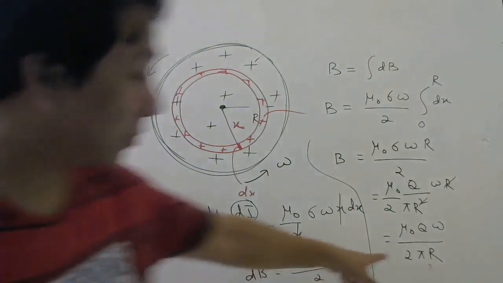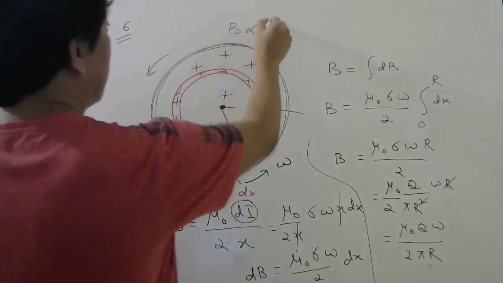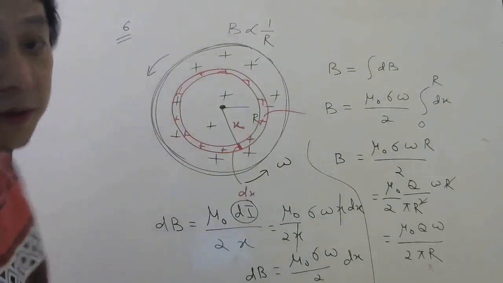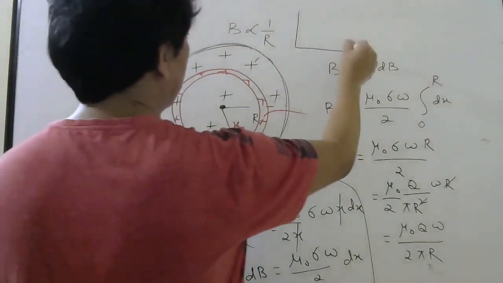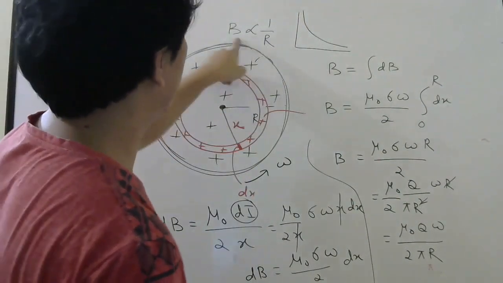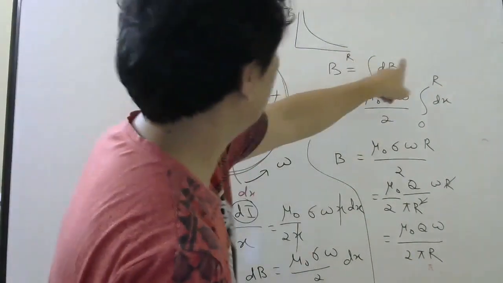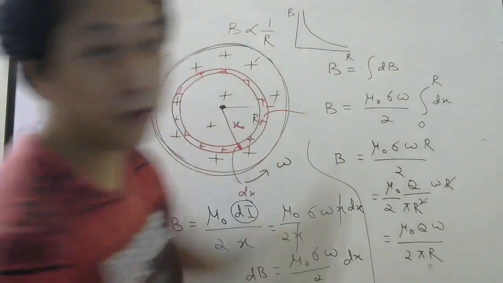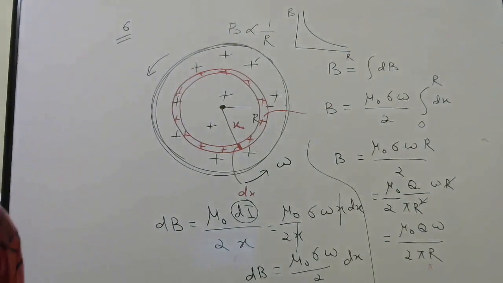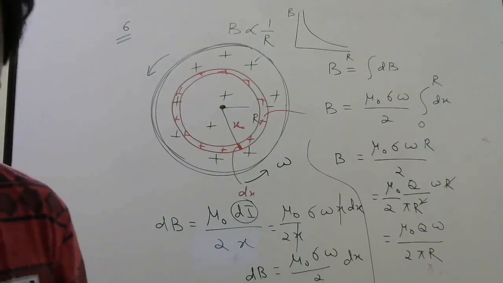So this itself could be one of the options. You can see B is inversely proportional to R. So when R is 0, B is infinity, and the graph will look like this. And when R becomes infinity, B should become 0. So it is called a rectangular hyperbola, y proportional to 1 by x. So the answer is option A.